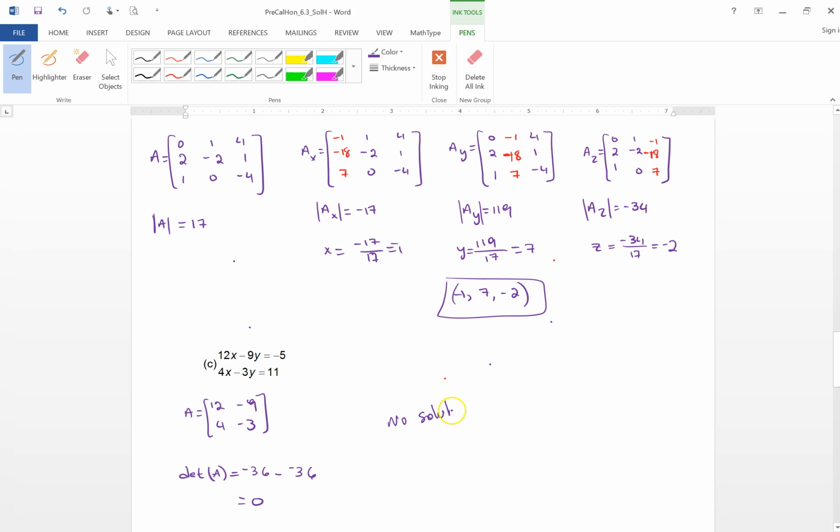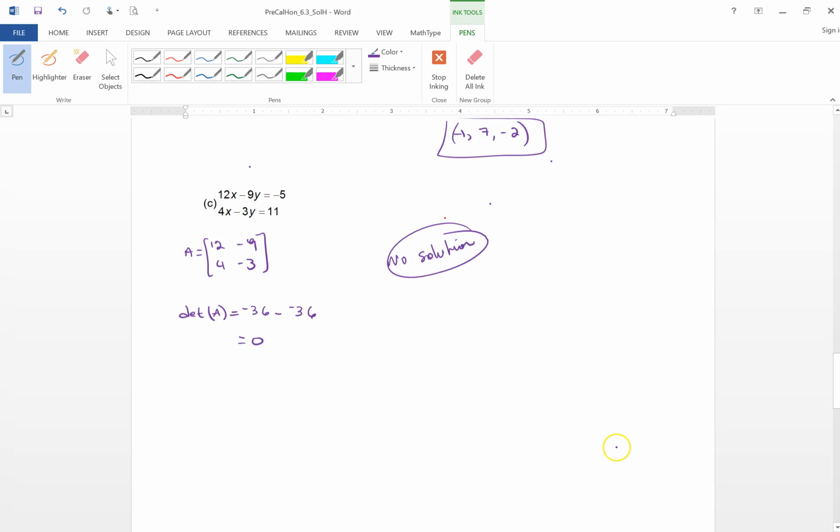Would you recommend doing the determinant of the first one? Yeah. I just knew the answer, so I was working backward.